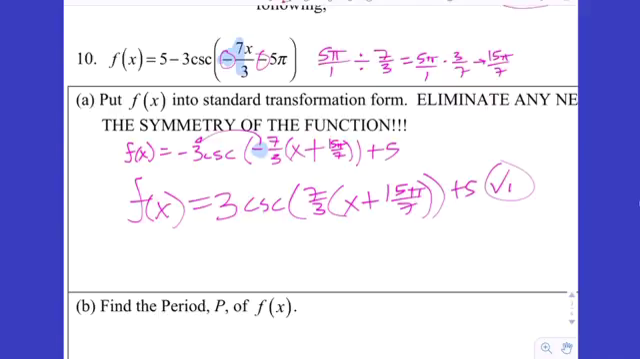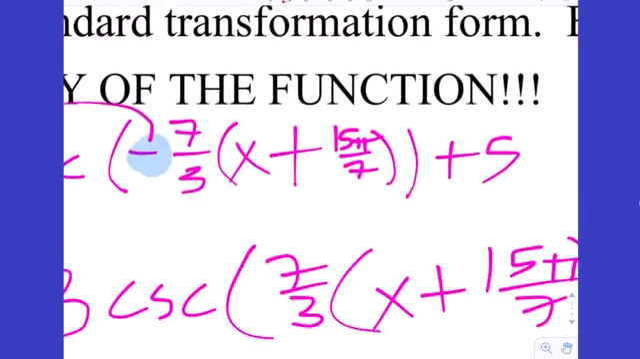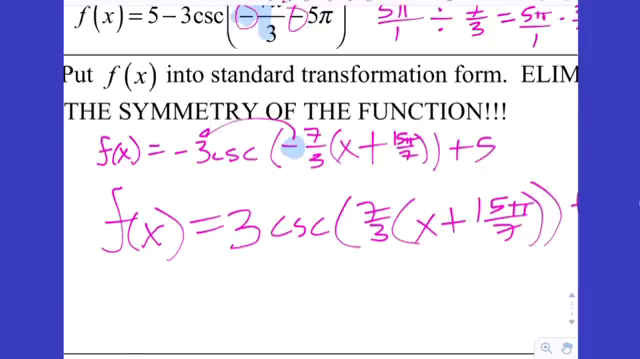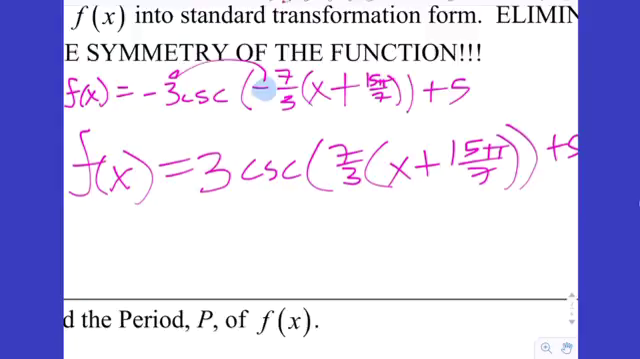So if we took the negative out first without factoring out of the 5 pi, now we're going to get the wrong value of c. But once it's in standard transformation form, then we can focus just on the b value. And it does not affect the inside anymore, okay? All right? It does not affect the inside. So that's why we have to factor it out first.